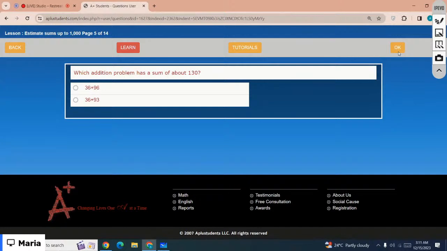Which addition has a sum of 130? 36 plus 96 or 36 plus 93, which is the correct option? Which option is the correct one? 130?